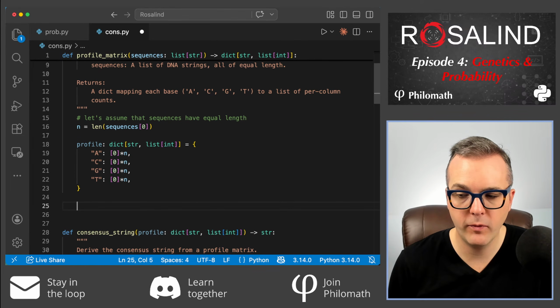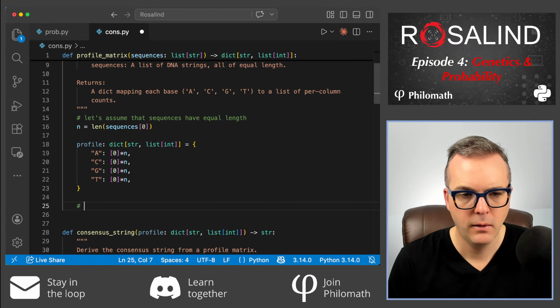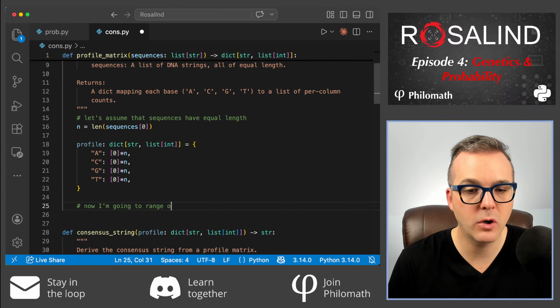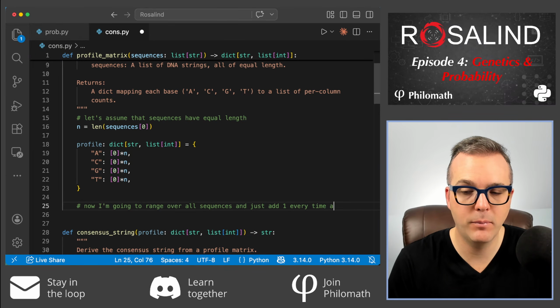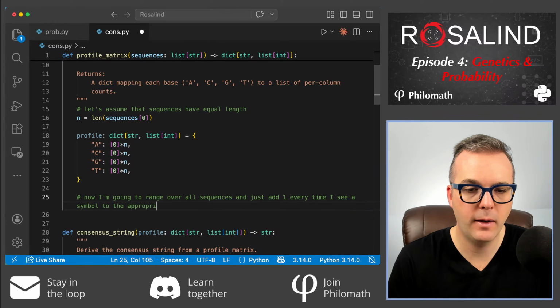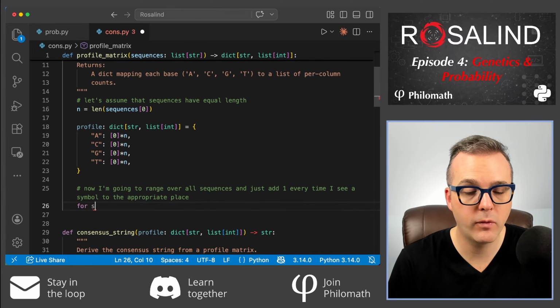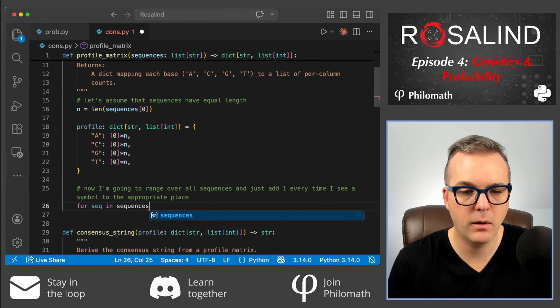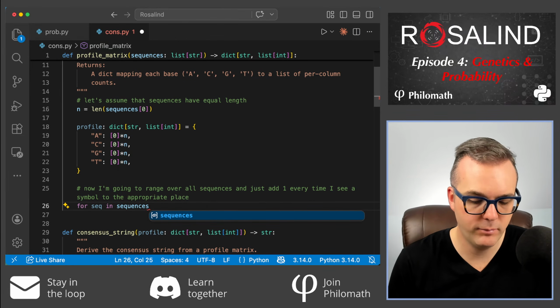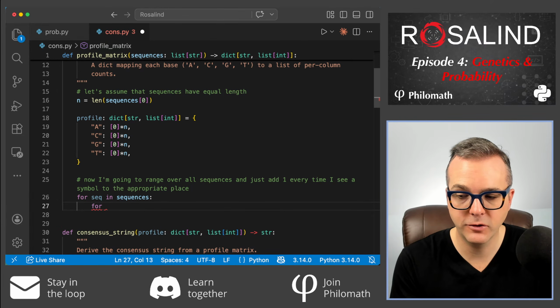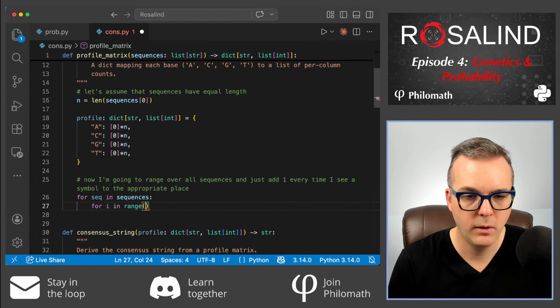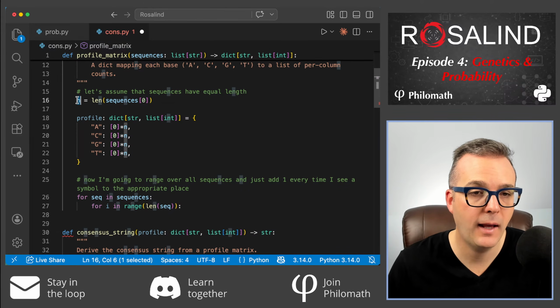Once I've established my profile dictionary and I've made this thing, now I'm going to range over all the sequences and just add one every time I see a symbol to the appropriate spot. So I need to range over all the sequences. The first sequence is going to be called seq, and it's just a string, but we call them sequences in bioinformatics. And then once I'm in the current string, I'm going to range over the length of that string, okay, which is really just n, okay?